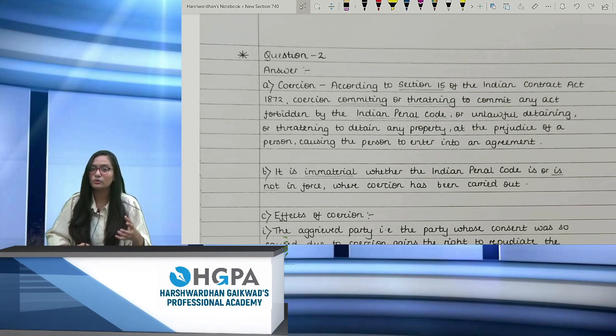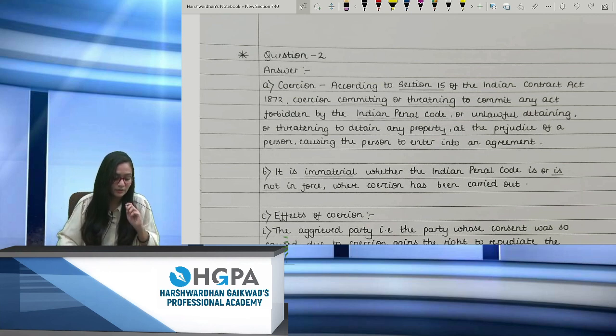There is no conclusion here, you are not deriving anything out of it. There's no analysis into it. There's just one short straightforward question. What is coercion? And I don't think there's anything else you can write apart from what is mentioned in the module.